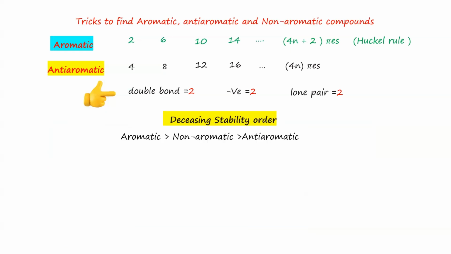Now we'll discuss the decreasing stability order of aromatic, anti-aromatic and non-aromatic. The given is the decreasing stability order for aromatic, non-aromatic and anti-aromatic organic compounds. Means aromatic compounds are more stable than non-aromatic, than anti-aromatic. Now these are the examples.